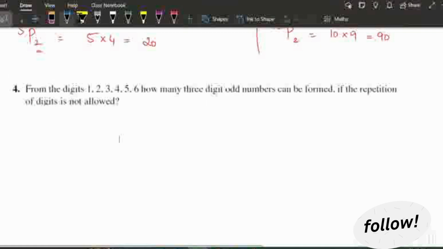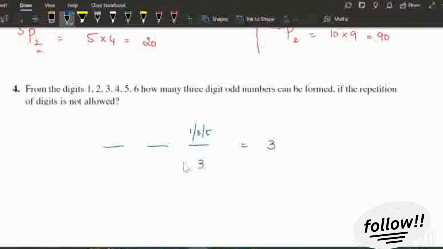See here, we have three-digit odd numbers, right? 1, 2, 3. The last position must be 1 or 3 or 5. So we have three ways of filling this position, right? This is three ways. Here we need to have 1 or 3 or 5. So there are three ways of filling this position.